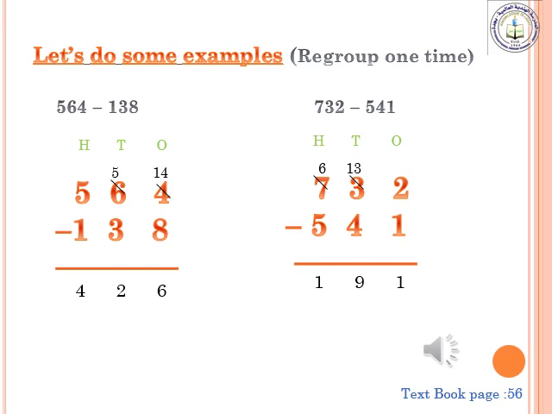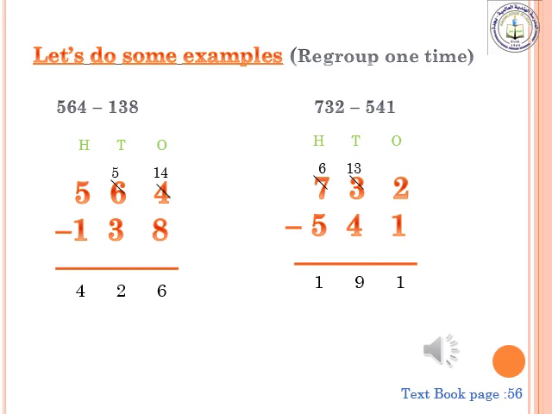Next, tens place. In tens place, 3 and 4. Can you subtract 4 from 3? No, because more on the floor. Go next door and get 10 more. That means we should borrow 1 from hundreds place to make it 13. If we take 1 from 7, it will be 6.